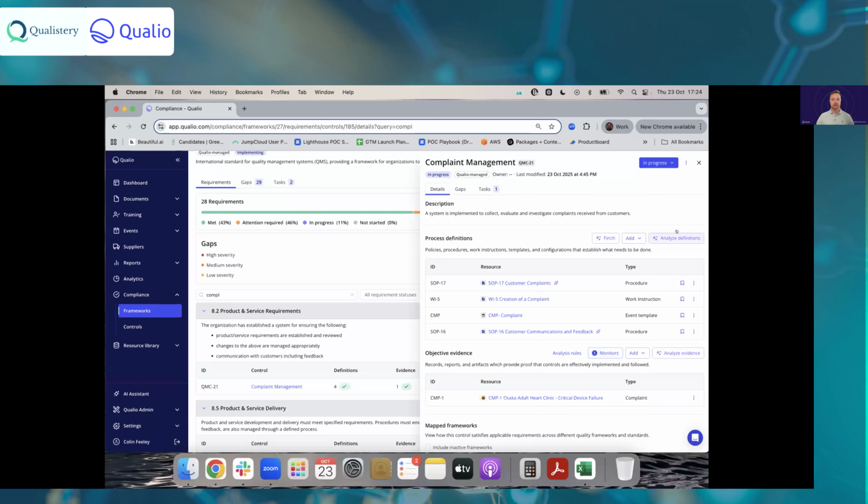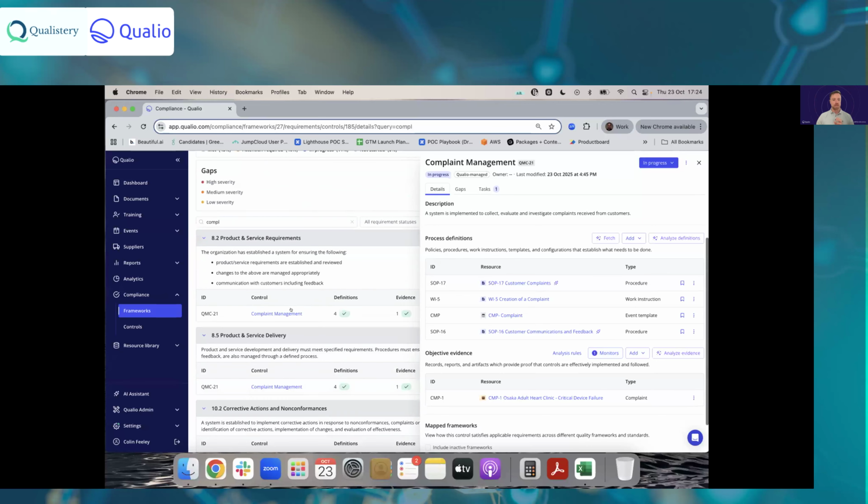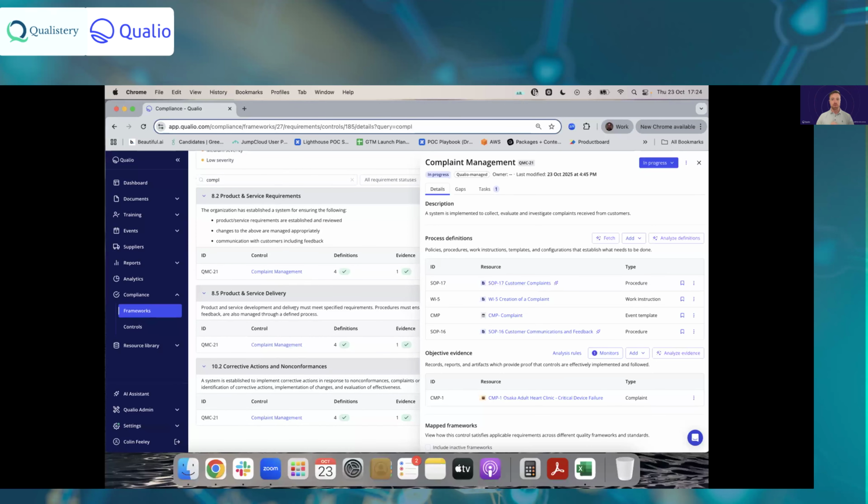And then we have our analysis. So if you click here, an AI will run and will analyze your policies, procedures, and work instructions against the requirements. Now, in this case, complaints management is reused against 3 requirements. So once you do this work once, it's done for those 3 requirements. And if there's any issues found, it will create gaps. In this case, we're going very well. There is no gap. So I'll come back to that in a minute.